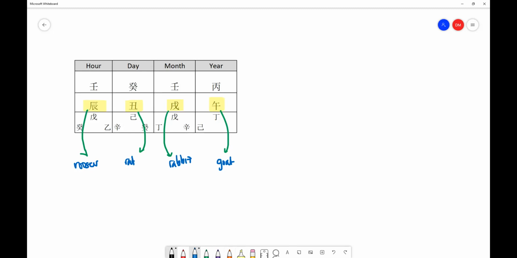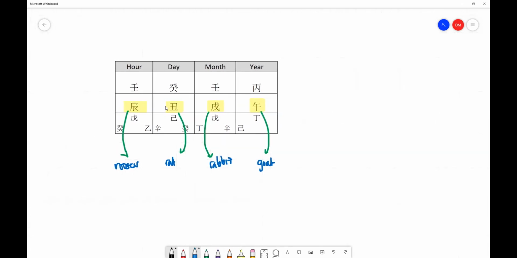Okay, so we see one thing. One by one, that's simple. First of all, most of the time we learn the combo. Therefore, we can see the animal combo. So the horse wants to combine with the goat.